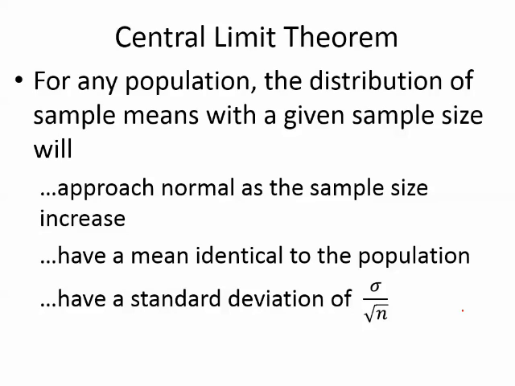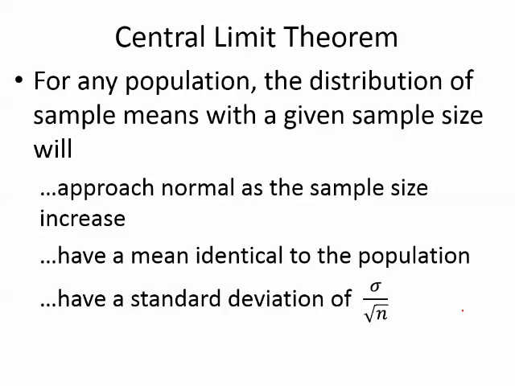The central limit theorem tells us that for any population, regardless of anything, the distribution of sample means with a given sample size will, and these are important characteristics, approach normal as sample size increases. We'll get more specific on that in a second. We'll have a mean identical to the population, which we've already seen in our example. And we'll have a standard deviation, our spread, of the population standard deviation over the square root of our sample size. And we'll dive into that more.